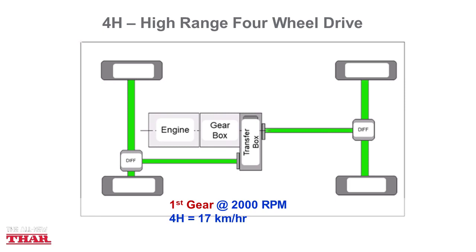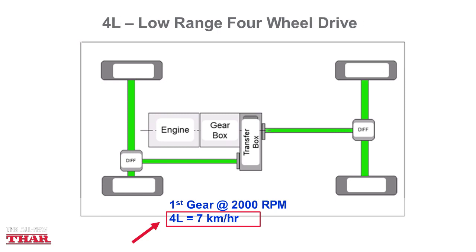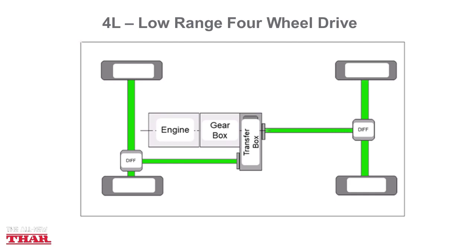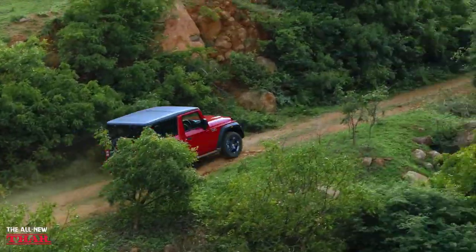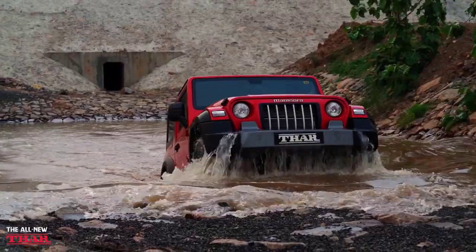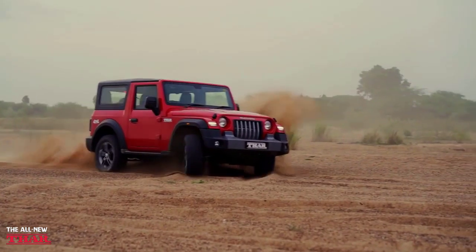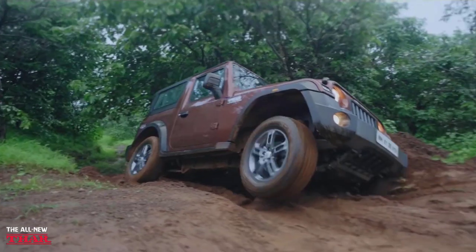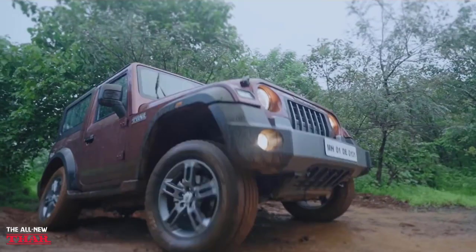So what does this mean? In first gear, with the engine at 2000 rpm, the vehicle speed in 4H will be 17 kmph, but in 4L will be 7 kmph on 16-inch tires. This lower speed, however, corresponds to higher torque at the wheels. 4L has its real advantages where slow speed and high torque is required, for example steep hill climbs, hill descents, river crossings, and slippery terrain like mud, snow or sand. Because of this high torque, the vehicle's engine and transmission don't have to work as hard, reducing the likelihood of the engine and transmission overheating or stalling.